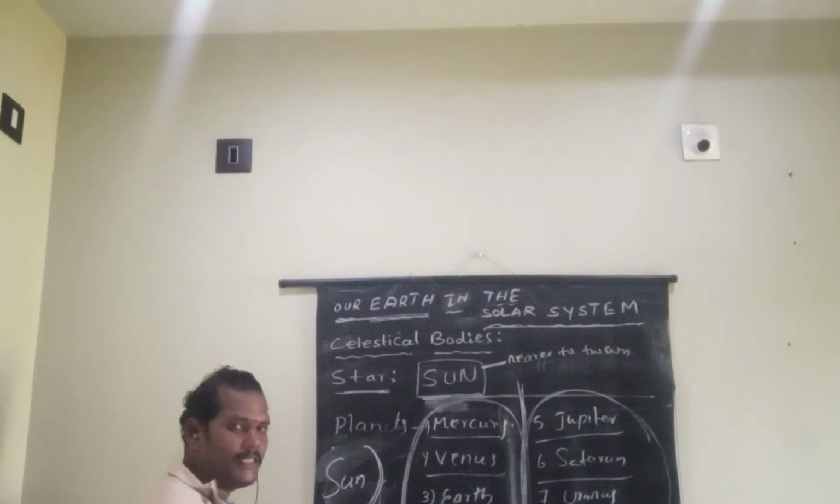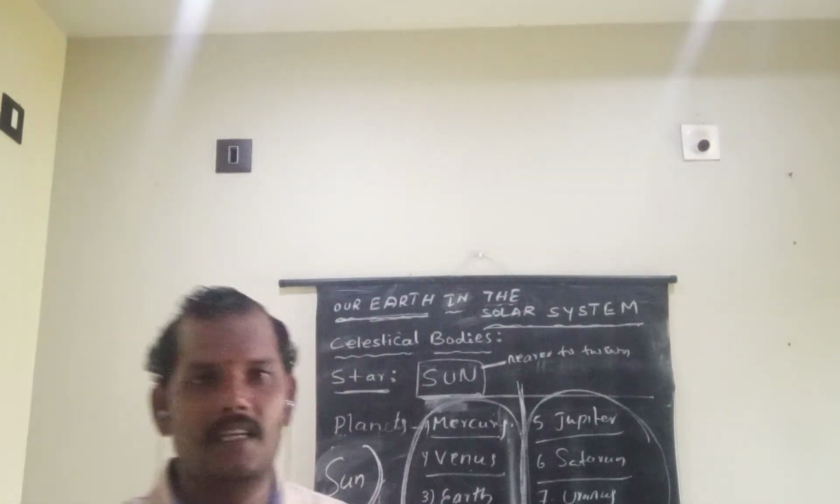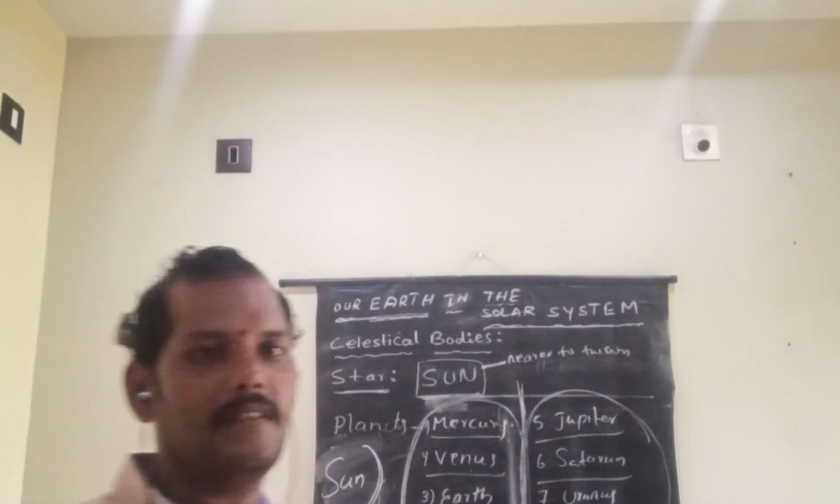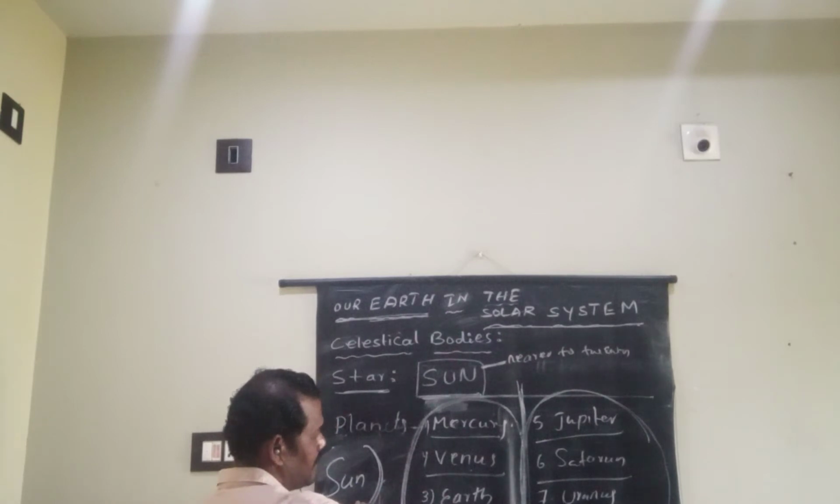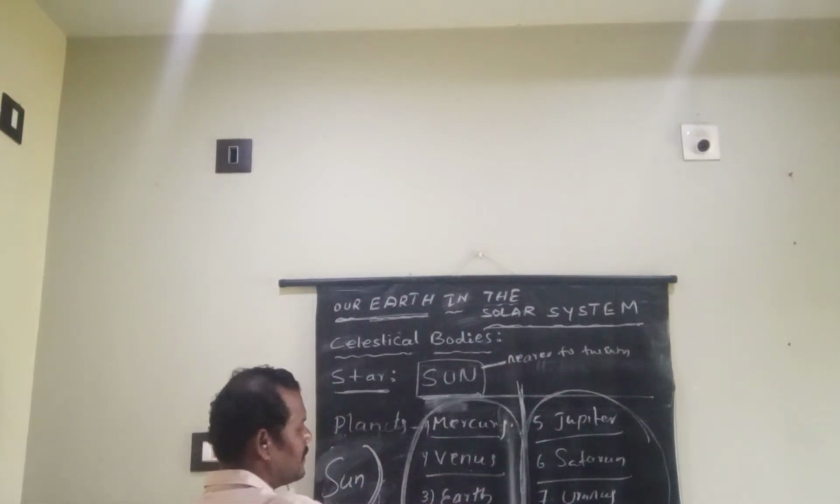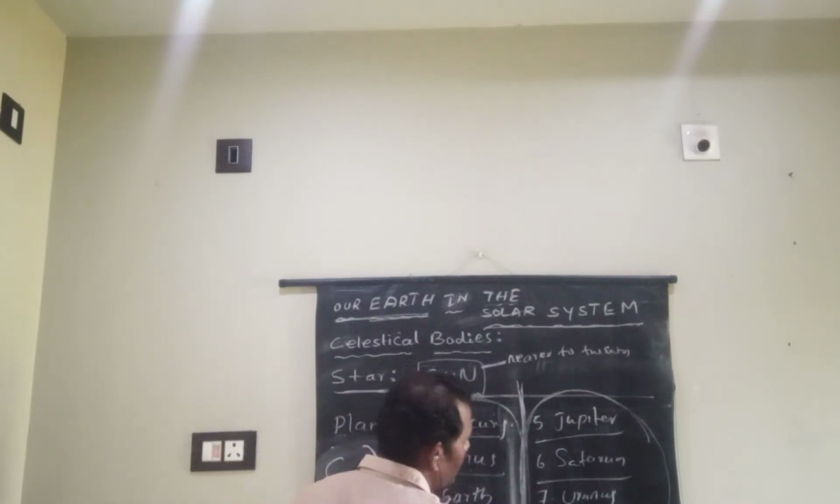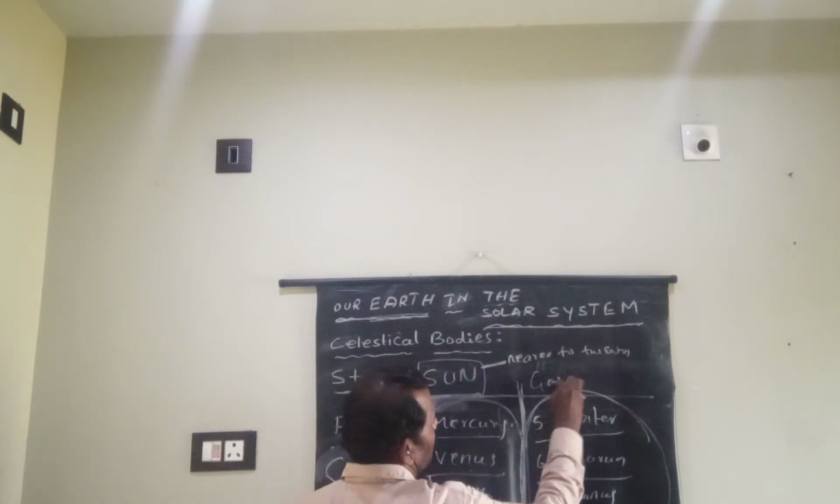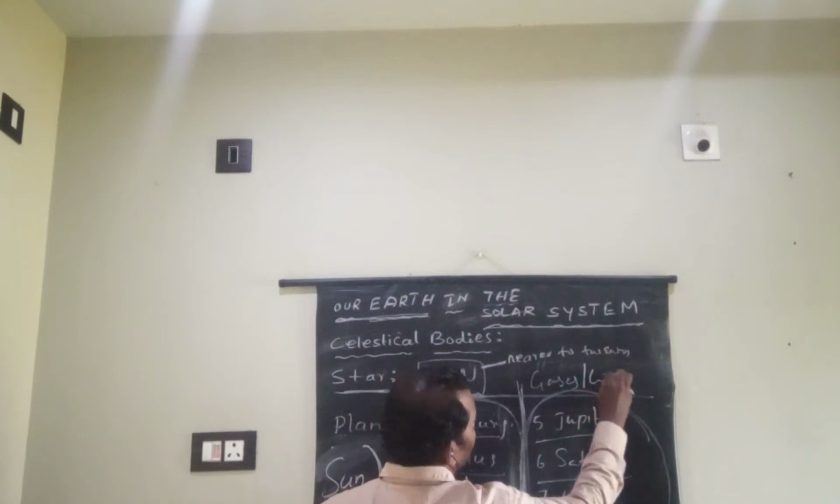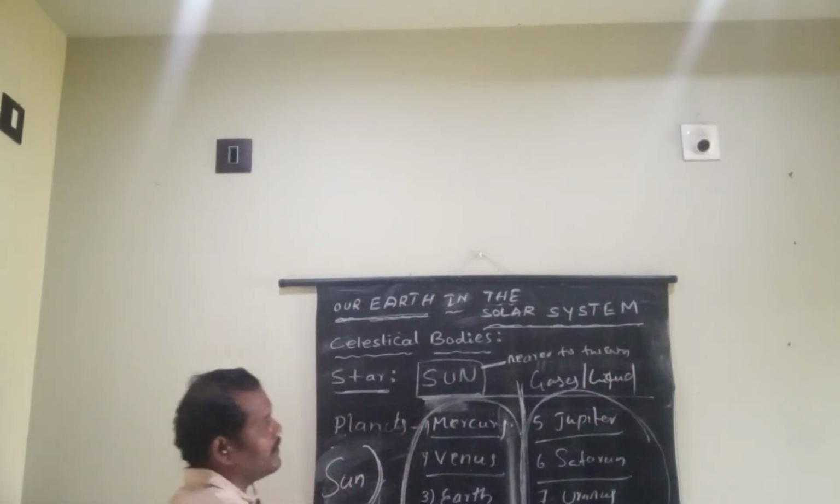The inner planets consist of rocks. The outer planets are very far from the sun, and in size and shape they are bigger than the inner planets. Another thing, the outer planets consist of gases and liquid. Gases and liquid, so you understand.